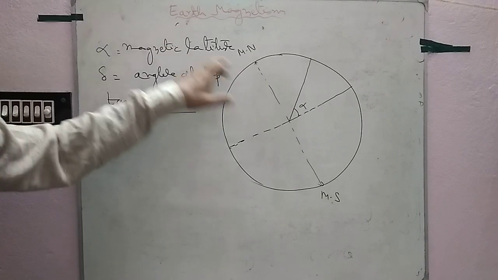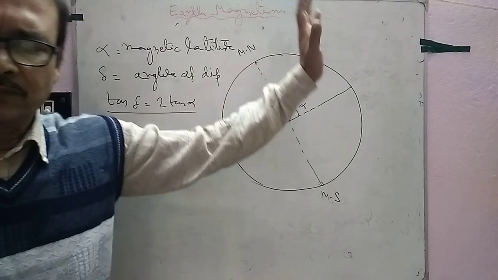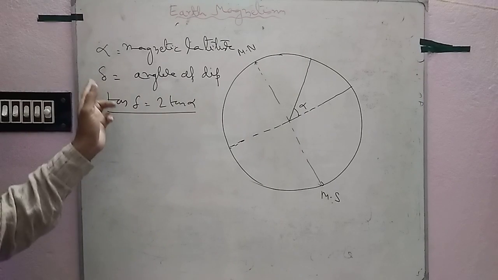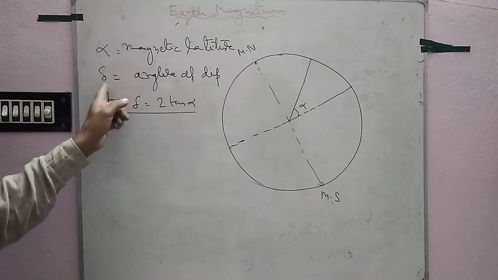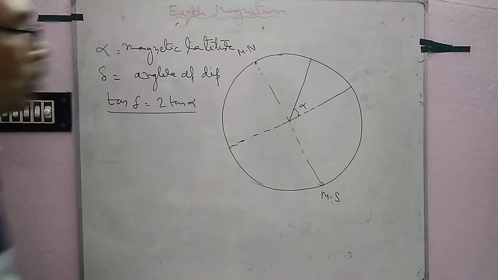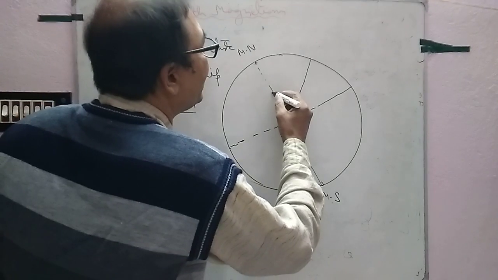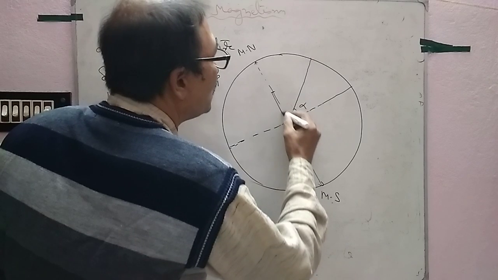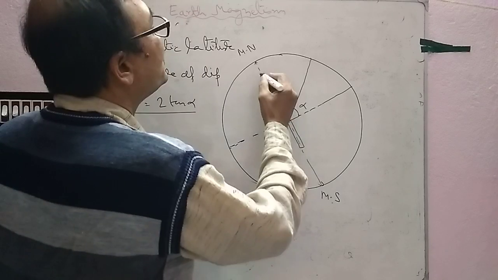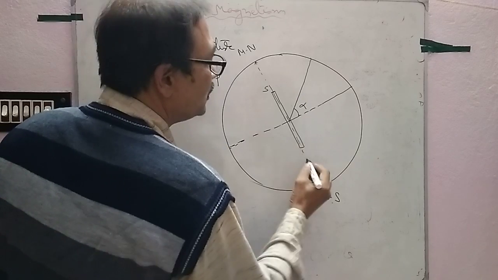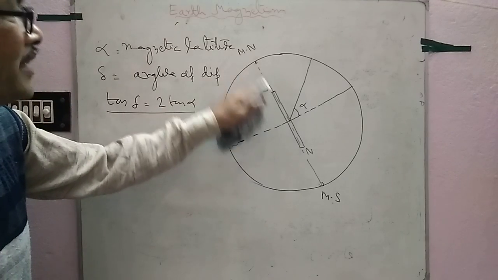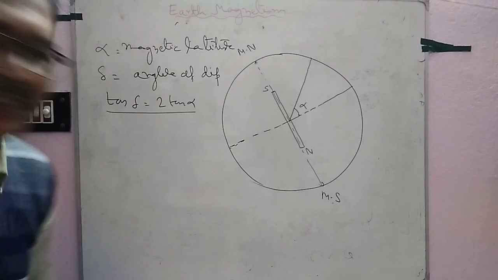Alpha be the magnetic latitude. At a place on the Earth's surface at magnetic latitude alpha, the angle of dip or angle of inclination is sigma, so that the relation between them is tan sigma equal to 2 tan alpha. Follow. This is the hidden magnet. This is the south pole. This is the north pole. We know the south pole of the hidden magnet is towards the north and the north pole towards the south.